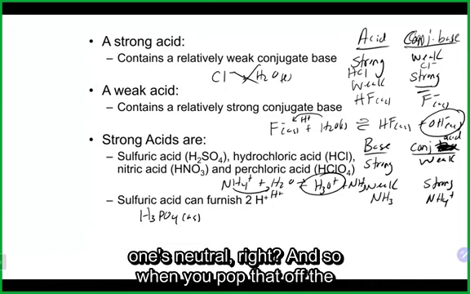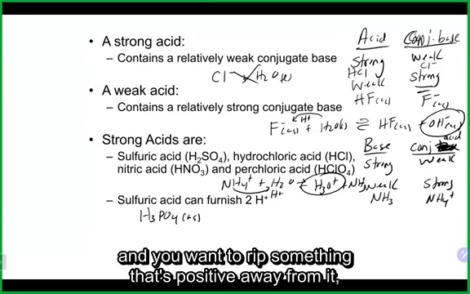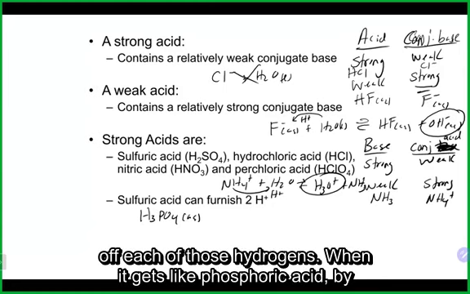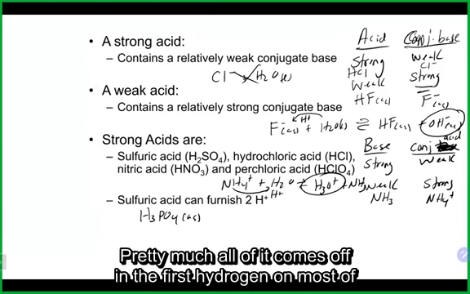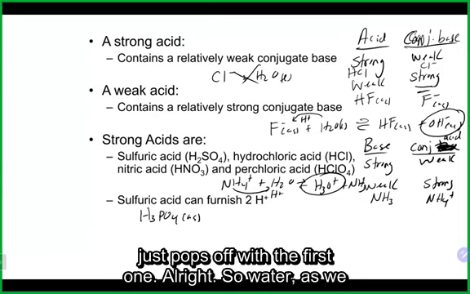And so when you pop that off, the first one, you now have something that has a negative charge and you want to rip something that's positive away from it, it's going to be harder to do so. So it gets much harder to take off each of those hydrogens. With phosphoric acid, by the time you get to the third one, barely any comes off. Pretty much all of it comes off in the first hydrogen on most of those guys that are diprotic or triprotic. Most of the hydrogen just pops off with the first one.